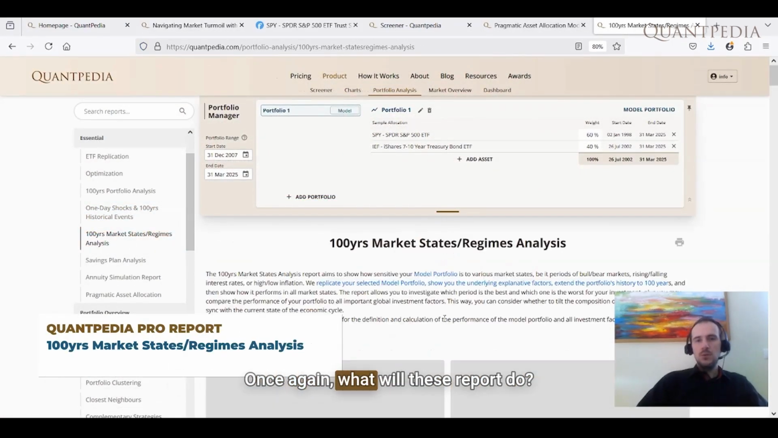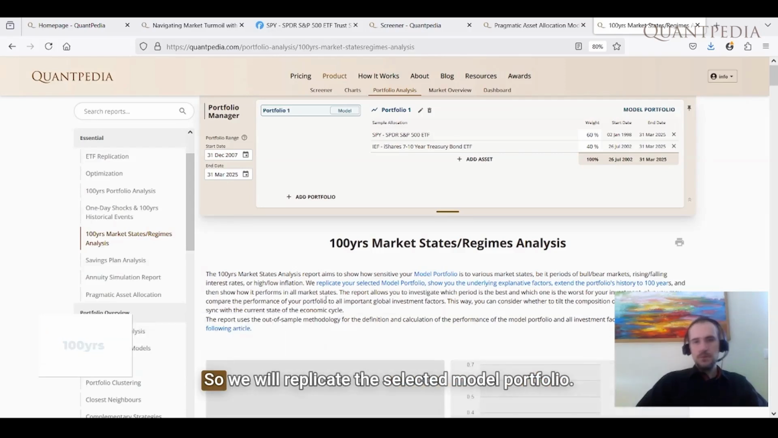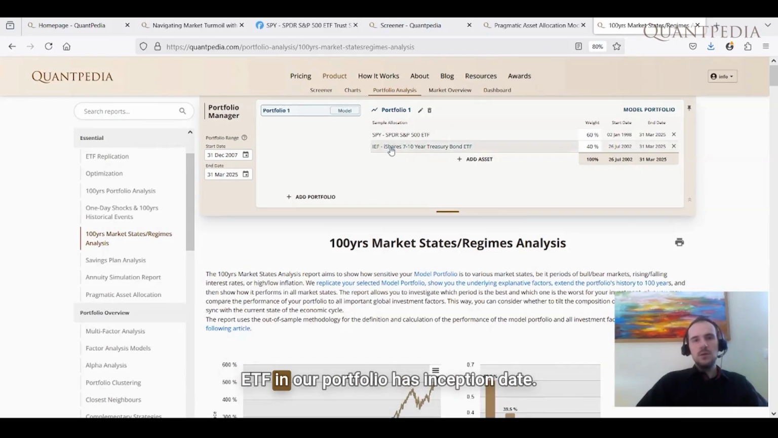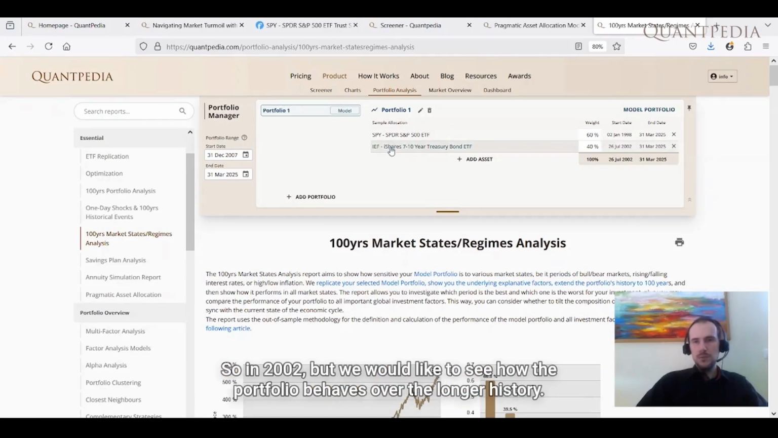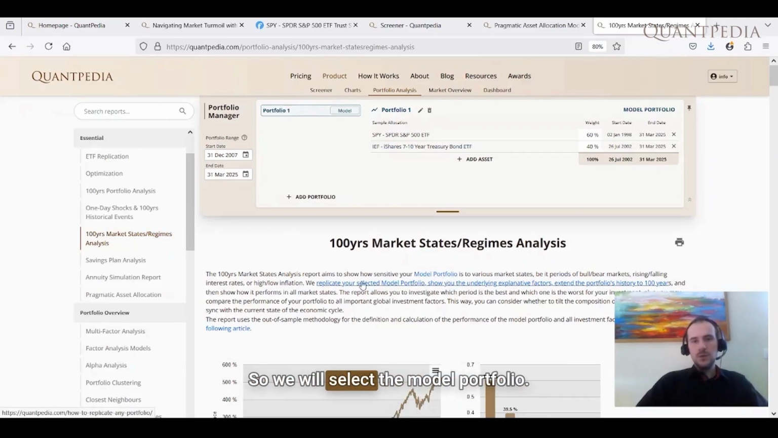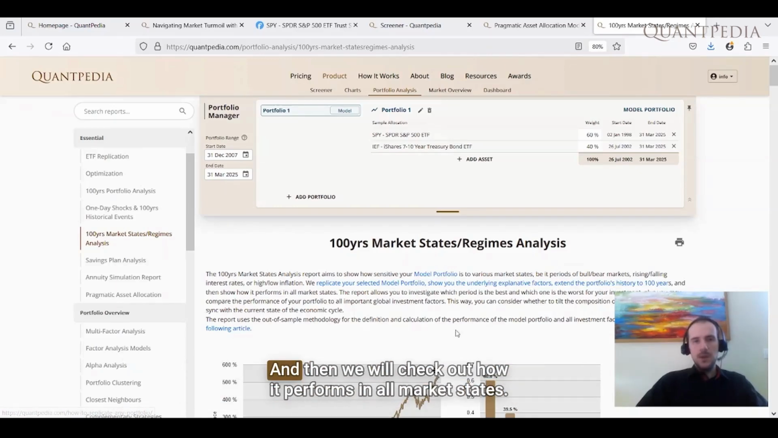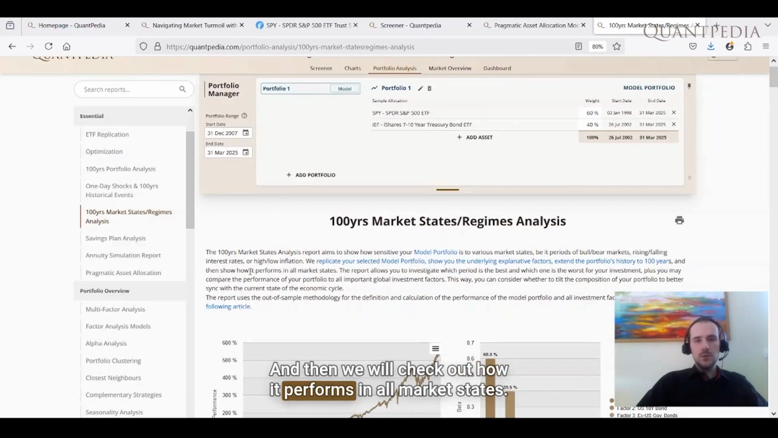Once again, what will this report do? So we will replicate the selected model portfolio. The selected model portfolio starts in 2002 because that's the year when the youngest ETF in our portfolio has its inception date. But we would like to see how the portfolio behaves over the longer history. So we will select the model portfolio, we will calculate the underlying explanatory factors, and we will extend the portfolio history to 100 years. And then we will check how it performs in all market states.